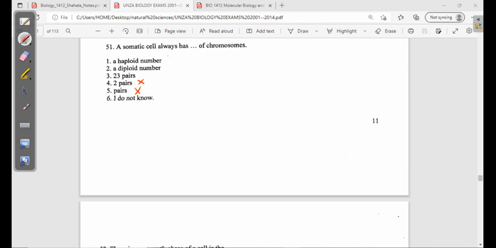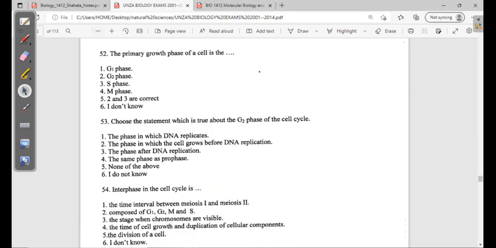And we can't say haploid number. Haploid is in sex cells. When you're talking about somatic, these are body cells, they've got a diploid number. And we can't say 23 pairs because there are only 23 pairs when it is in human beings and not in any other somatic cell. What if we are talking about a somatic cell for a plant or just any other animal?